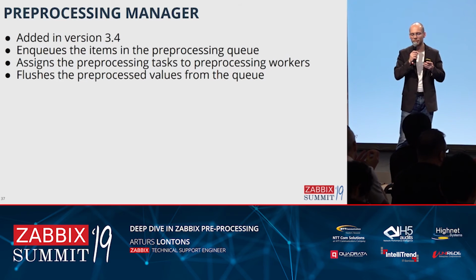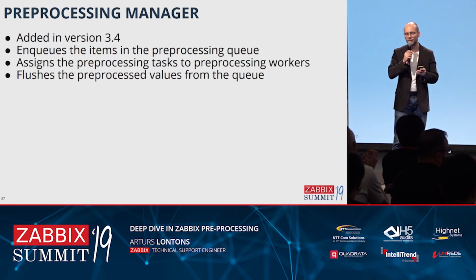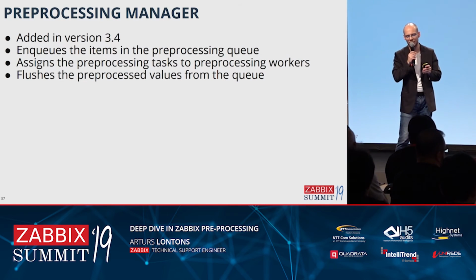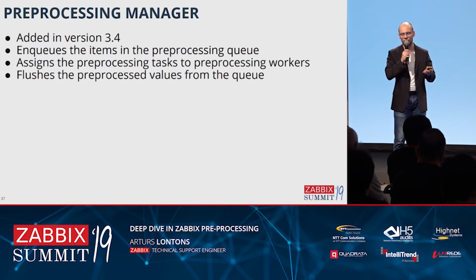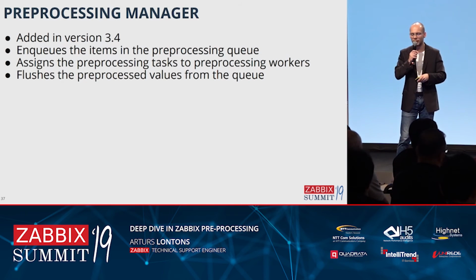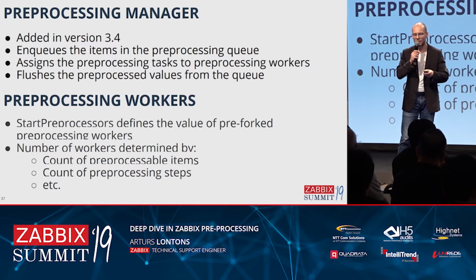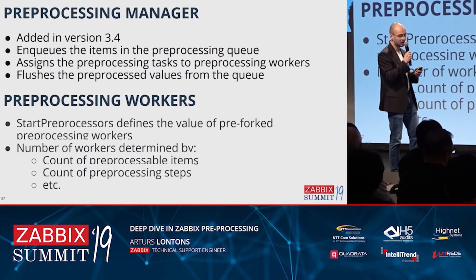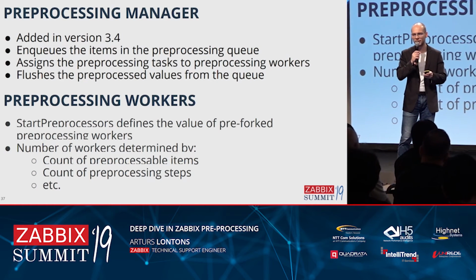So let's cover the manager and the worker. Manager was added in version 3.4. What it does, remember, it enqueues the items in preprocessing queue, assigns the tasks to the workers, and flushes the preprocessed values from the queue to the history cache to the database. For preprocessing workers, we have the start preprocessors parameter in our server config. That's where we define preprocessing workers.